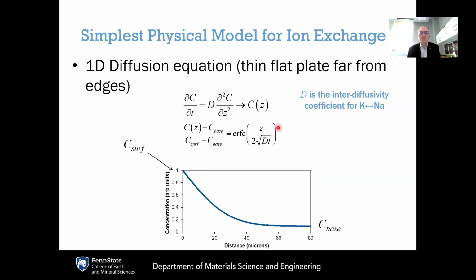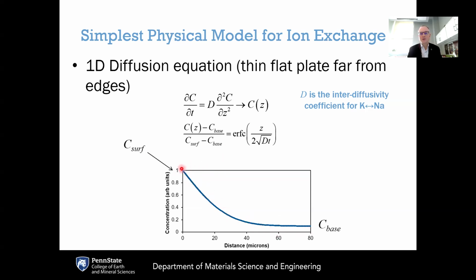Now, the simplest physical model for the ion exchange process considers the salt bath to be a semi-infinite source with a constant surface concentration of the potassium ions given by C surf. If there is any initial concentration of potassium in the glass, there's also the C base, which is the concentration in the as-formed glass. This often is zero, but it could be non-zero. But in either case, the concentration profile between the surface concentration and this base profile, whether it's zero or non-zero, that functional form is a complementary error function, which has the shape shown here.